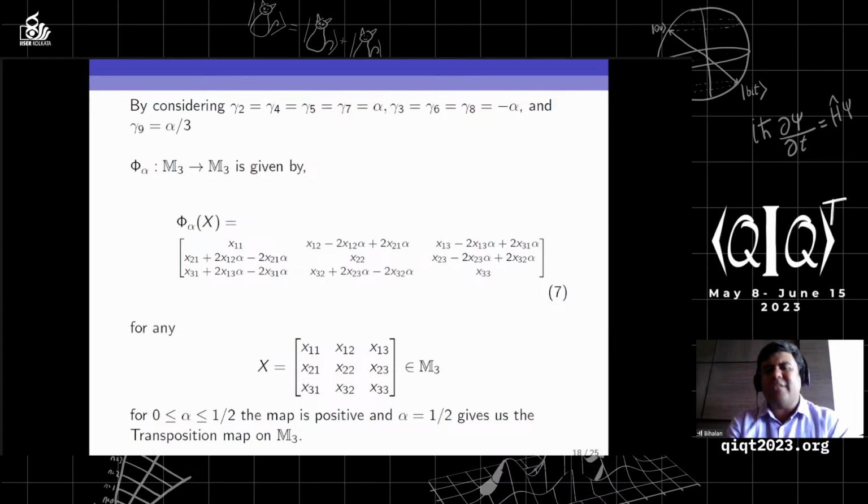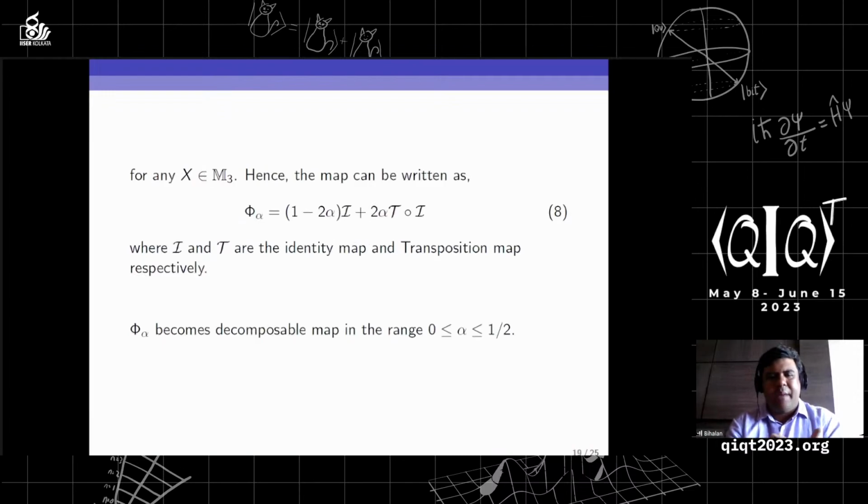Well, as we expect, the transposition map is decomposable, and this is also the case. We can show that we can write this phi alpha in the form 1 minus 2 alpha times identity, where the identity map is obviously completely positive, plus 2 alpha times transposition concatenated with the identity. So this is a decomposable map. Just like transposition is decomposable, this one parameter generalization of transposition that we have obtained from the Lindblad structure, keeping the Gell-Mann matrices in the Lindblad operator, is again a decomposable map in this range, alpha from 0 to half.